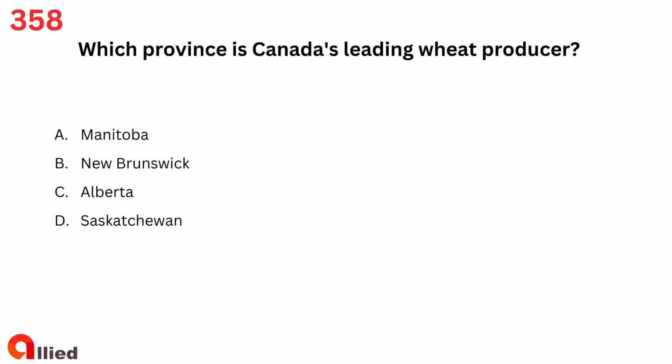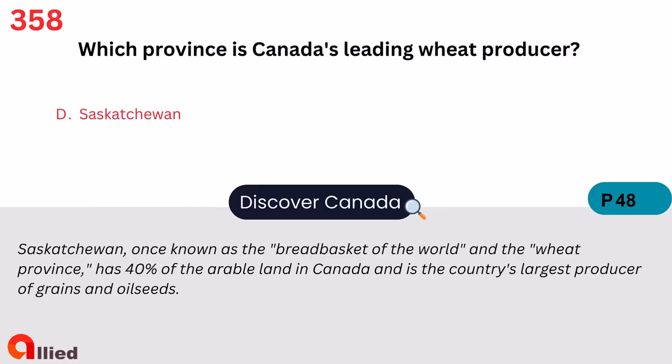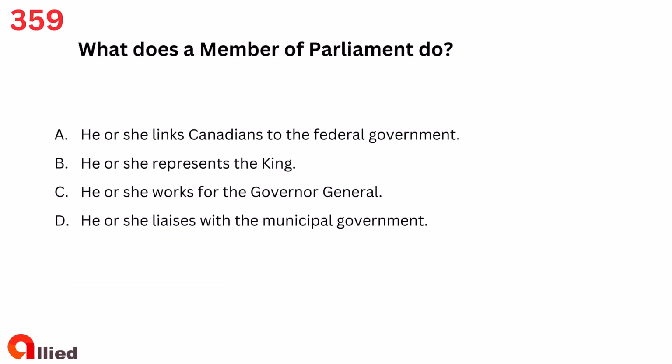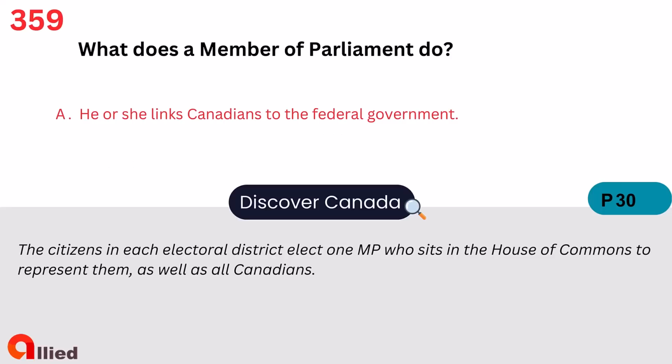C. Alberta. D. Saskatchewan. The answer is D. Saskatchewan. Question 359. What does a Member of Parliament do? A. He or she links Canadians to the federal government. B. He or she represents the King. C. He or she works for the Governor-General. D. He or she liaises with the municipal government. The answer is A. He or she links Canadians to the federal government.